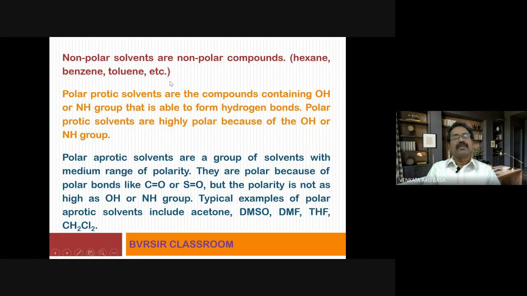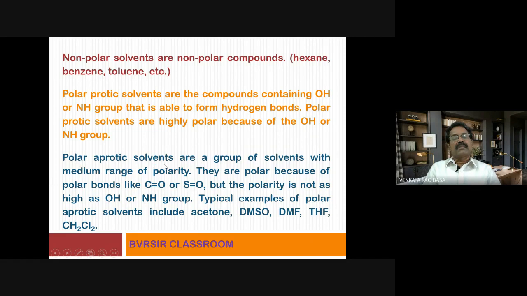I already told you. Polar protic solvents are the compounds containing OH or NH group that is able to form hydrogen bonds. This point is important. Polar protic solvents have the ability to form hydrogen bonds. Polar protic solvents are highly polar because of OH or NH group. Now, polar aprotic, protic in the sense proton, that is hydrogen proton.